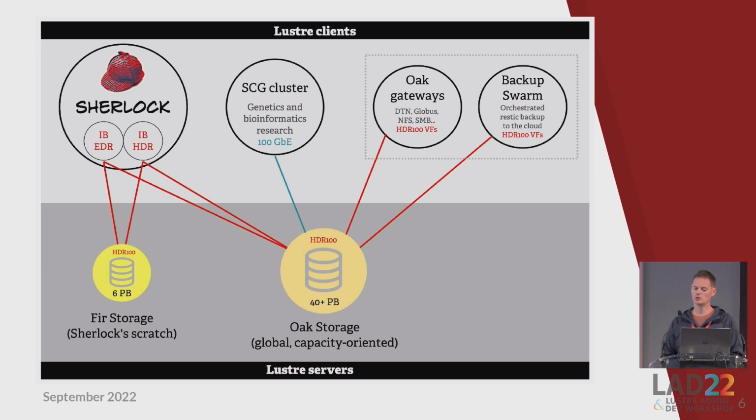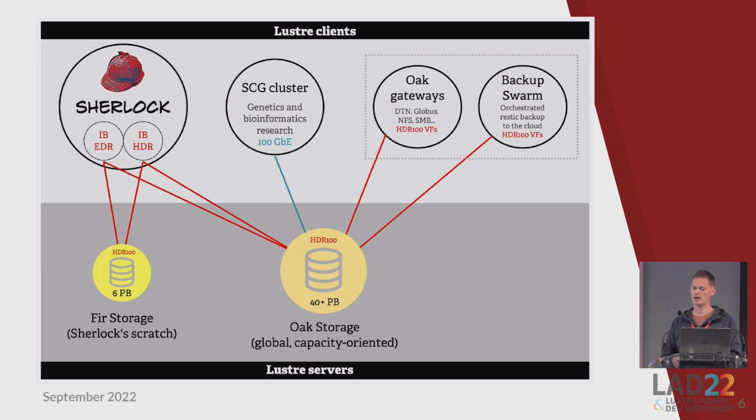We have also Oak gateways, because Oak, this big system I just mentioned, some groups want to access it directly via specific protocols, not from the cluster. And for example, SMB access is very popular. So we have those VMs that run on a KVM hypervisor farm, and we use a virtual function, so SRIOV, for that. So Oak gateways are also Lustre clients.